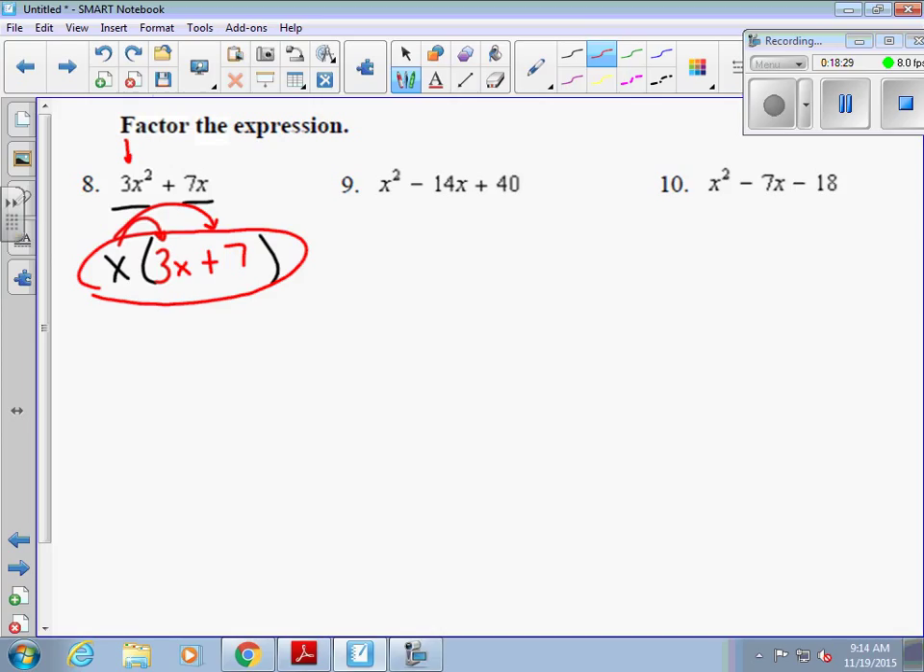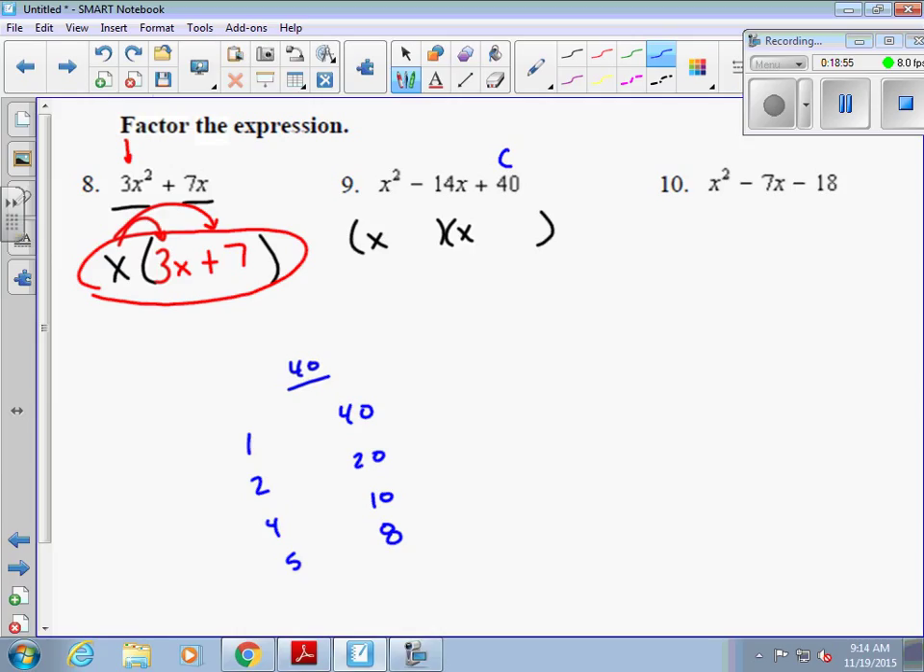Number 9 says x squared minus 14x plus 40. This is a trinomial that we could make 2 binomials out of. X times x, since our a value is 1. Now we have to look at our factors of c. 40 can be multiplied 1 and 40, 2 and 20. 3 doesn't go into it, but 4 does, times 10. 5 goes into it 8 times. 6 doesn't, and 7 doesn't.